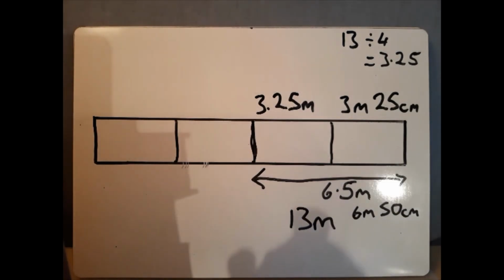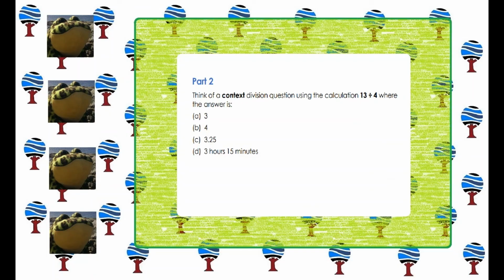The story that we're telling with it is to do with a piece of wood that we are cutting into 4 equal parts. The piece of wood is 13 meters long. So that would be the story that I would tell. That would be the context that I would put the question into. Now we're almost done. We've got A, B and C sorted out. We have got a context for each of those 3 parts.